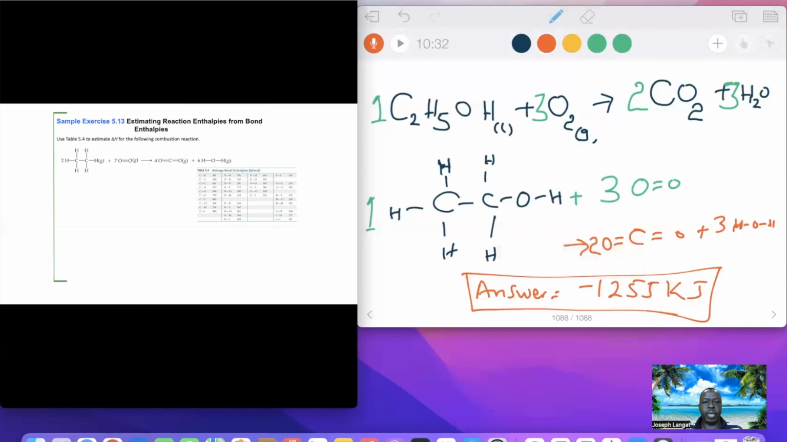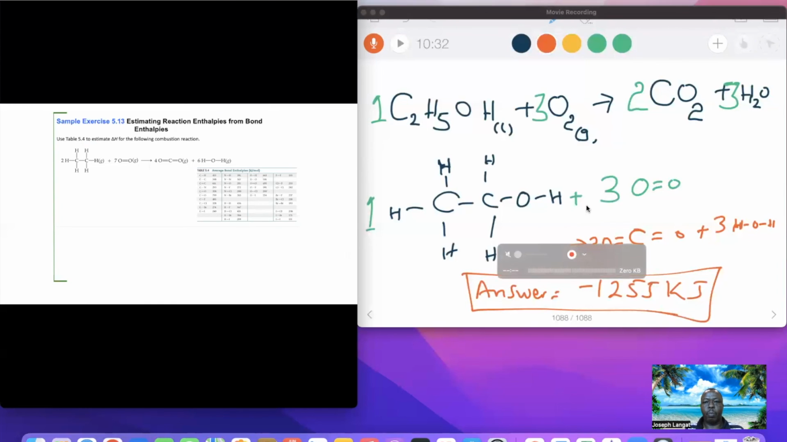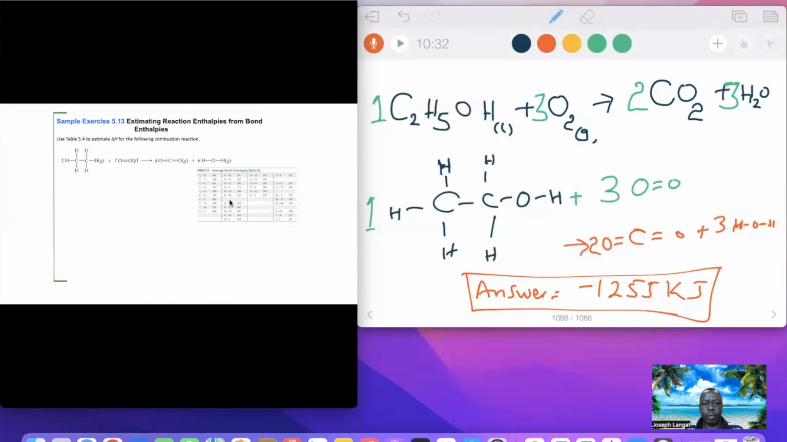You have to use the text in order to come up with the structural formulas and reconcile with Table 5.4 to determine the enthalpy change, or estimate the enthalpy of combustion, okay?